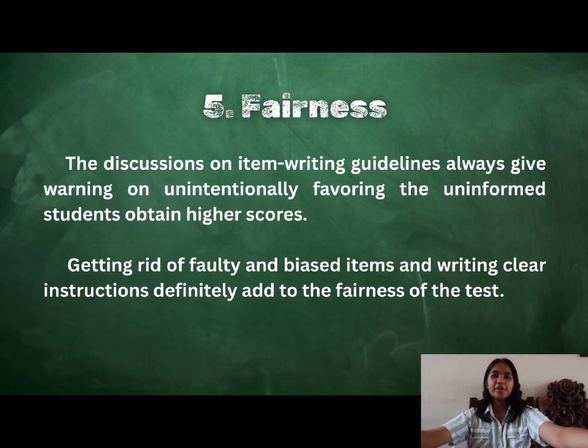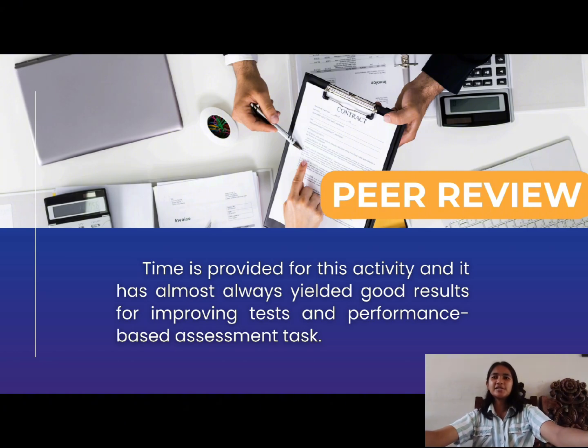And last is fairness. The discussions on item writing guidelines always give a warning on unintentionally favoring the uninformed students to obtain higher scores. That's why the teacher should get rid of faulty and biased items and write clear instructions to give everyone an equal chance and not be biased towards any person or particular group, and also to add to the fairness of the test, because sometimes biases cannot be avoided.